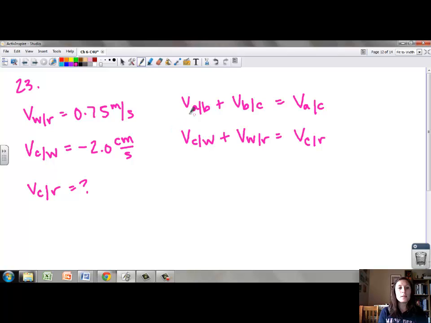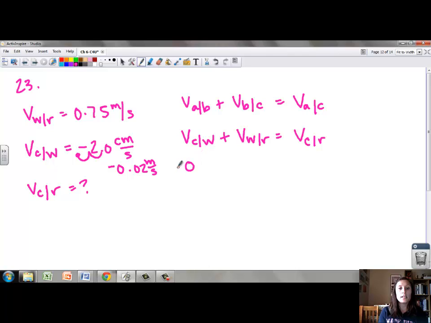Okay, so before we can plug this in, our units are different. We have centimeters and meters. So I know there are 100 centimeters in a meter, so I'm just going to move my decimal 2 spots, so that gives me negative 0.02 meters per second.